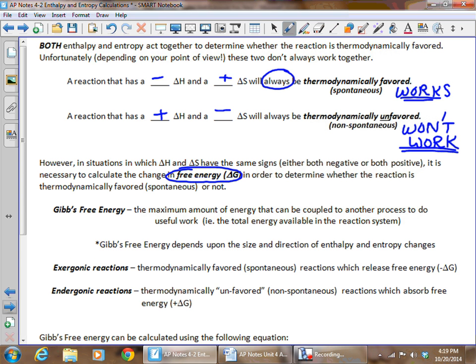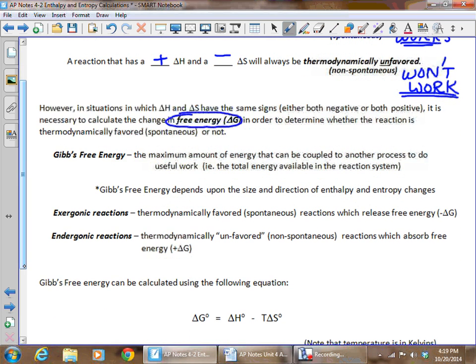Gibbs free energy, as it says here, is the maximum amount of energy that can be coupled to another process to do useful work. In other words, the total energy available to the reaction system. It depends on the size and the direction of the enthalpy and entropy changes. Are they negative, positive? How big are they?